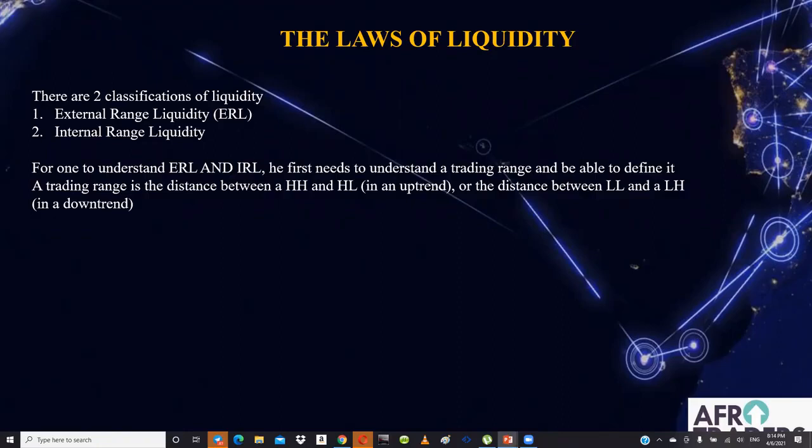So for a person to understand what internal range and external range liquidity is, he needs to first understand what a trading range is. We have two definitions of trading range, but we are going to look at the first one, the trading range. That is the distance between a higher high and a higher low. That's what we call a trading range, right?